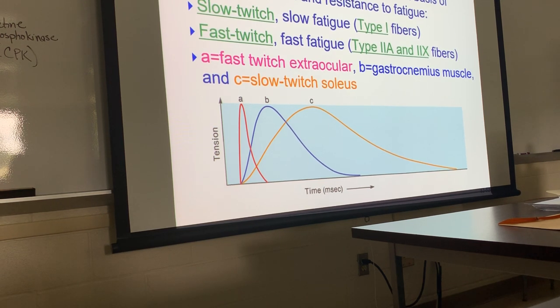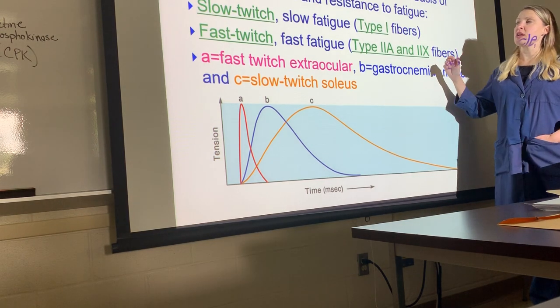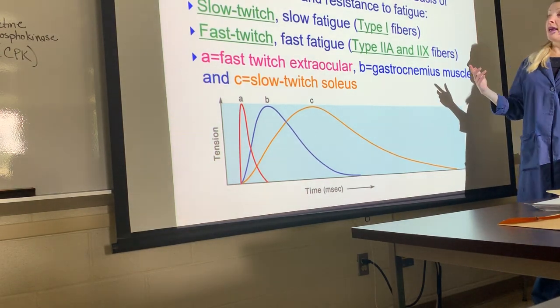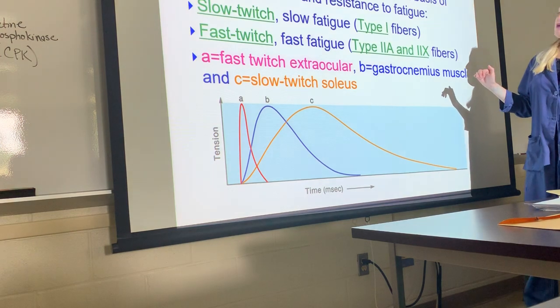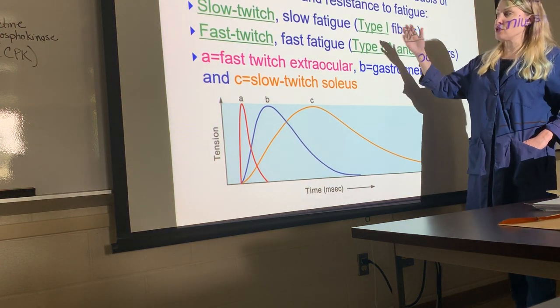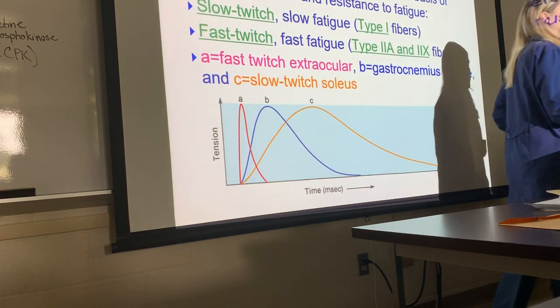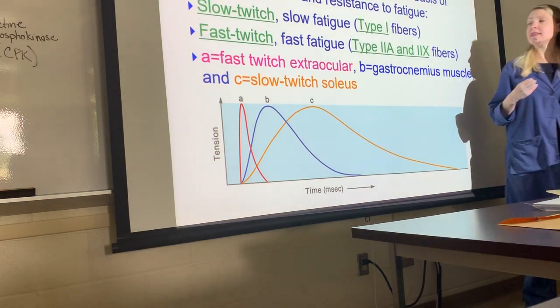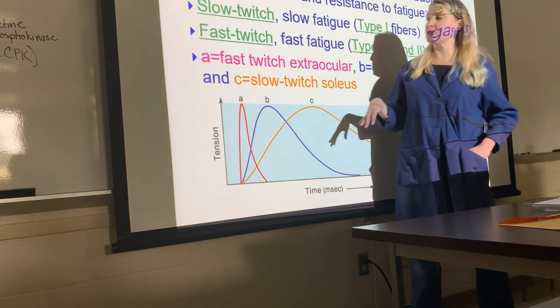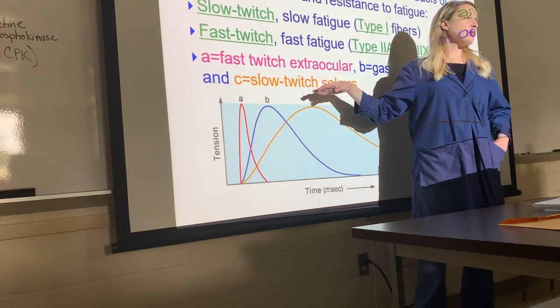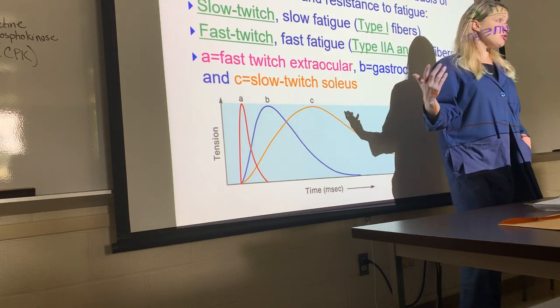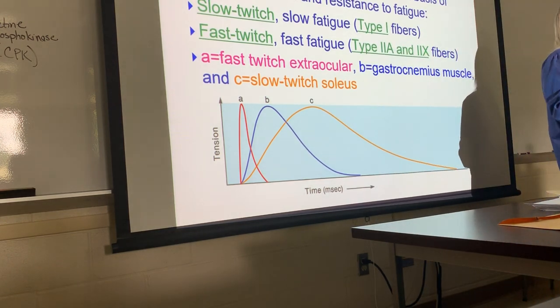This book classifies them as type 1, type 2A, and type 2X, but sometimes you'll see them classified as slow twitch or ST fibers. Just be aware of that. This book uses this terminology to describe the fibers, but they have different properties. First, we have slow twitch or type 1 fibers: slow twitching, slow fatiguing fibers. You're going to find these in muscles that can't fatigue quickly, like muscles that help with your posture.